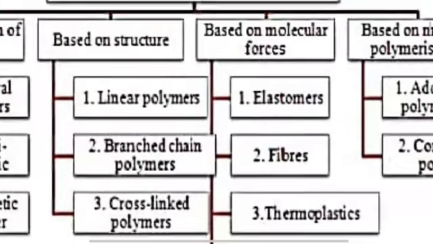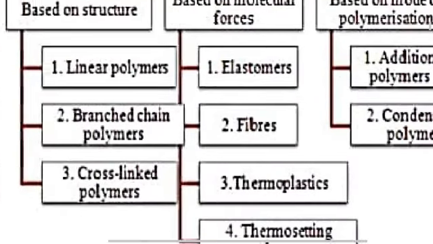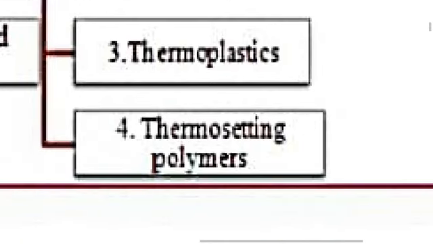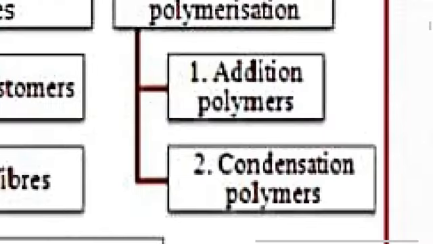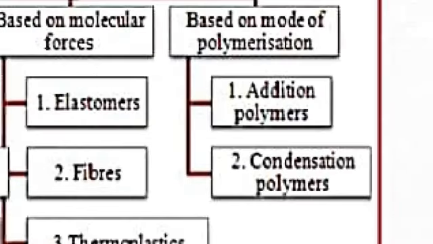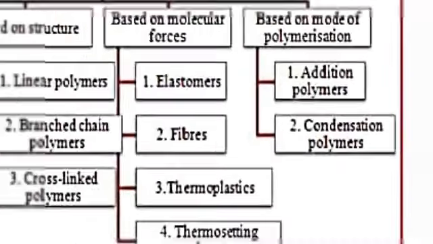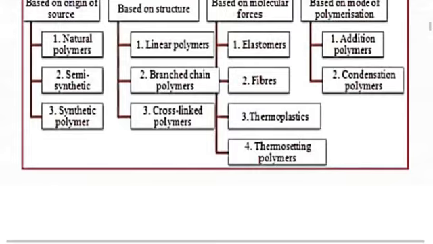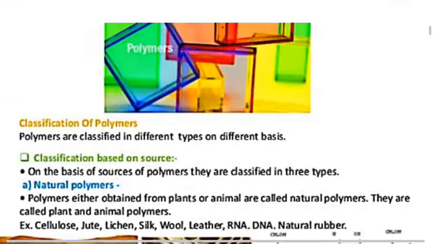Structure can be linear, branched or cross-linked. Based on intermolecular forces, they are elastomers, fibers, thermoplastic or thermosetting. And based on the mode of polymerization, they are addition or condensation. So depending on this, there is a flowchart in short that you can see for the classification of polymers. Now let's see in detail.